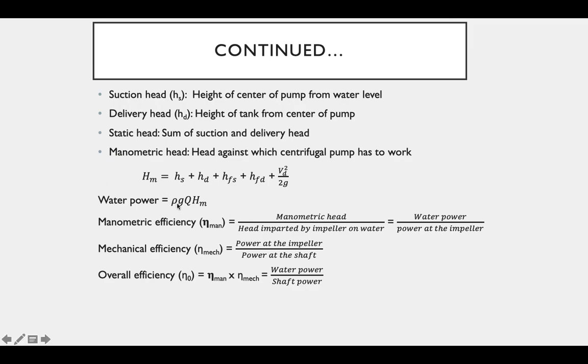So what is this rho? Rho is the density of the fluid, that is, the density of water. g is acceleration due to gravity. Q is the actual discharge, and Hm is the manometric head.